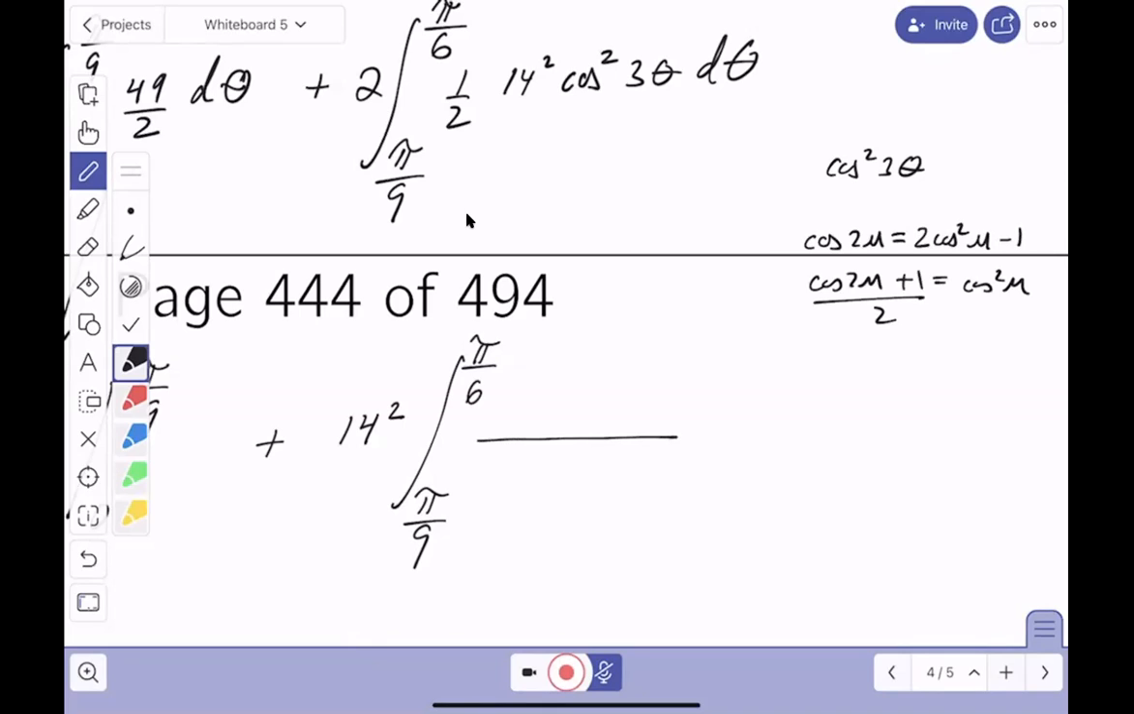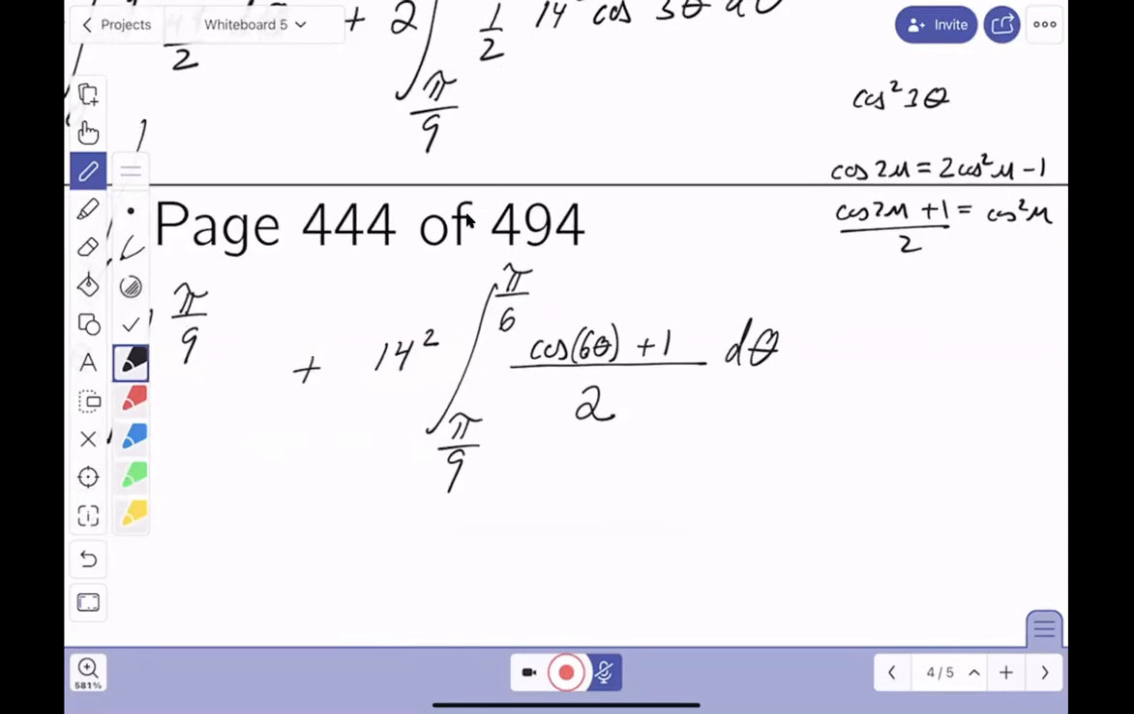And I'm going to clean up in a second. 2 cosine of, oh geez, that would be 6 theta, right? Plus 1 d theta. All right, got to keep moving.